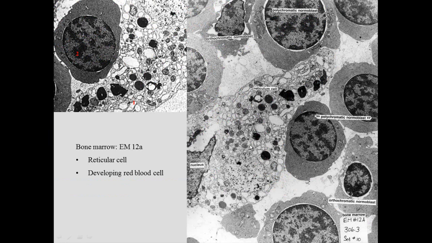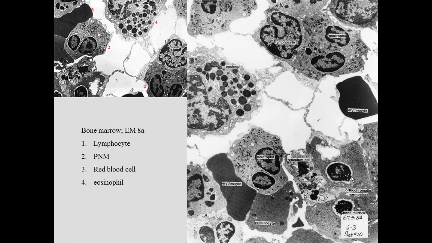In electron micrograph 12A, we can see some of these cells. This is a polychromatic normoblast. See ribosomes, but there's also hemoglobin in through there. Most of these are polychromatic normoblasts because things kind of work in groups of cells. This would be a macrophage or a reticulum cell. You can't tell the difference in these. And this is an orthochromatic normoblast or erythrocyte. And here we can see where the nucleus is not quite popped out yet in this particular cell.